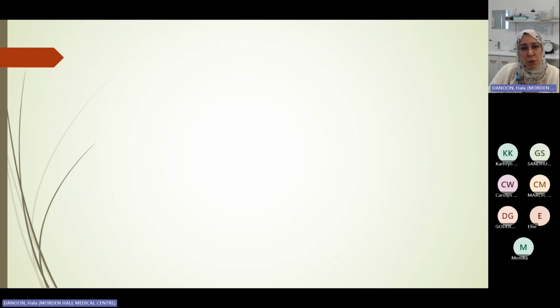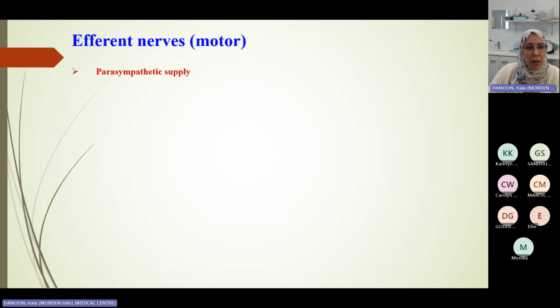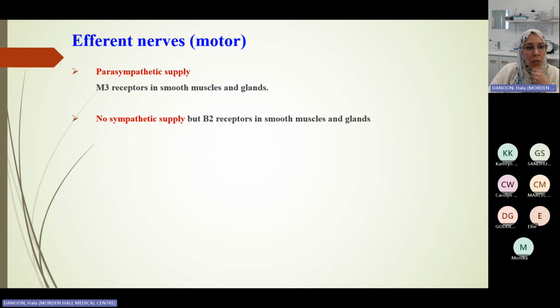There are the efferent nerves, which are the motor, and these are affected by the parasympathetic supply in the smooth muscles and glands. These are causing the constriction. The afferent is stimulated by histamine and inflammation, while the efferent, the motor, is affected by the muscles themselves. There is no sympathetic supply, but there are beta-2 receptors in smooth muscles and glands.